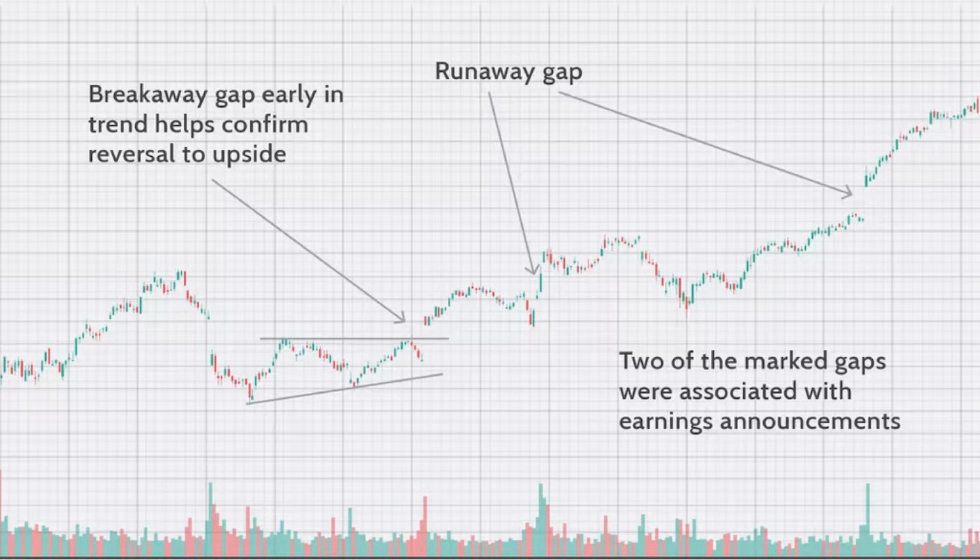During the ensuing uptrend, the price also experienced some runaway gaps. The first runaway gap was a series of them that were not associated with earnings. The second runaway gap marked on the chart was associated with earnings. These gaps all occurred on high volume.